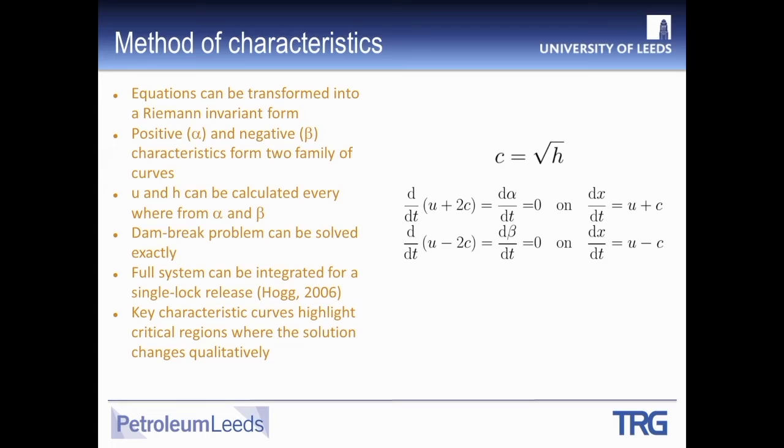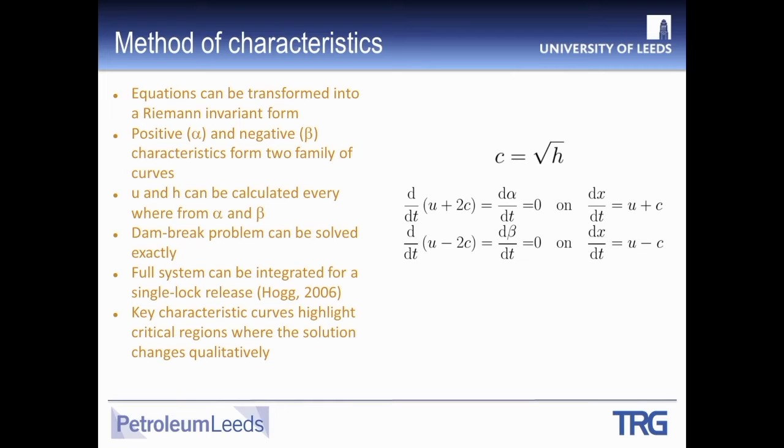Okay, so you can transform these equations into a Riemann invariant form if you use a substitution c equals the square root of h. This splits them into 2 families of curves known as characteristics. So we have alpha, which is u plus 2c, being conserved on all curves in xt space which have gradient u plus c, and the same, beta is u minus c, which is conserved on curves that have gradient u minus c. So using this method, if we can work out the values of alpha and beta anywhere in space, so where we have 2 of these lines crossing, you can work out the value of u and h.